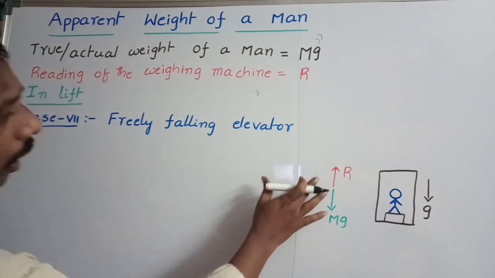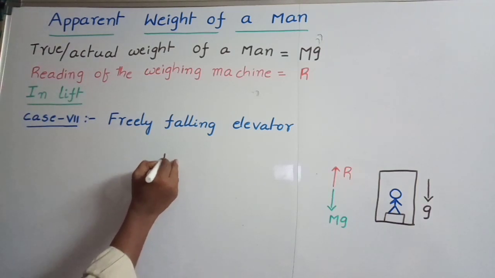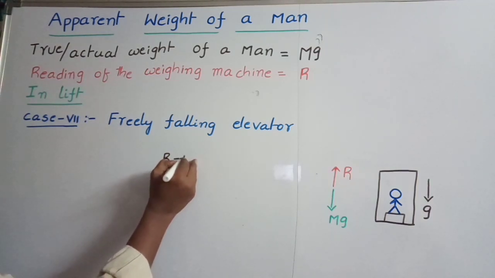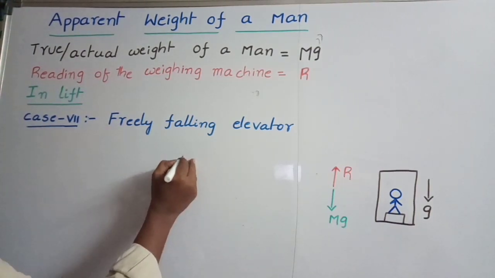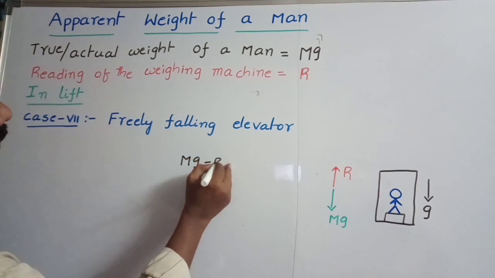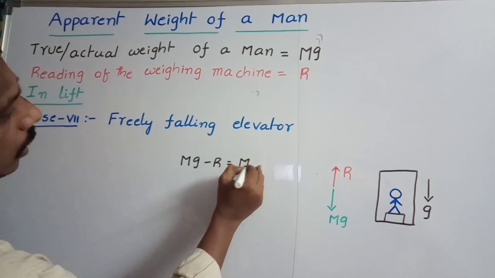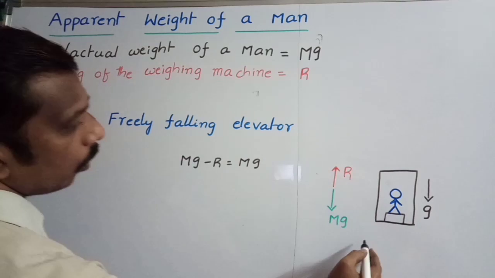In this case, reaction force and weight both are acting. Here the man is moving in the downward direction, that means weight is greater. So mg minus reaction force R is equal to m into g, because a is equal to g. In this case, a is equal to g.